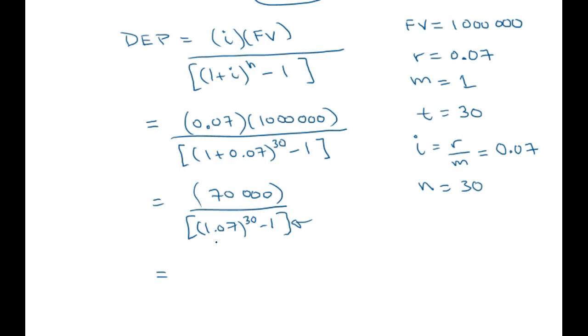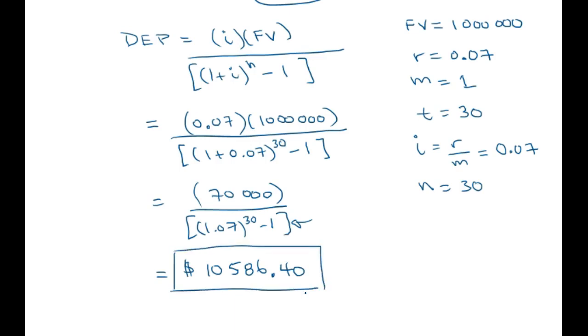So either way that you do it, you should end up with a final answer of $10,586.40 to 2 decimal places. So that's what you have to invest every year to make sure that at this rate and this time frame you get to the $1 million at the end.